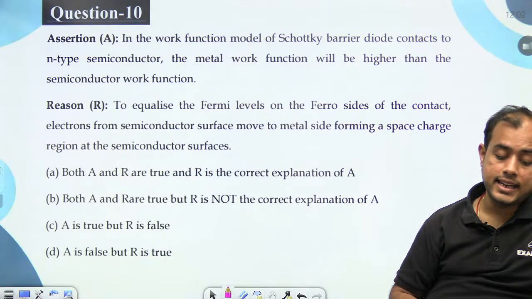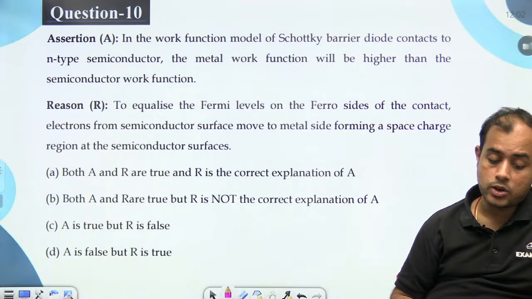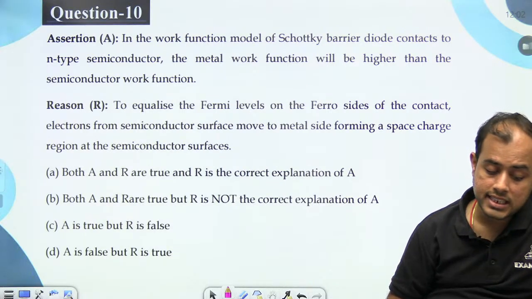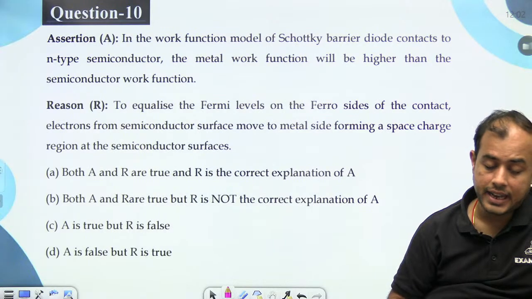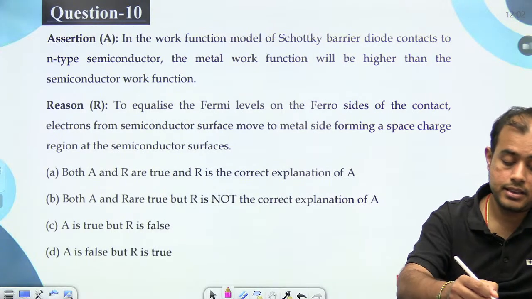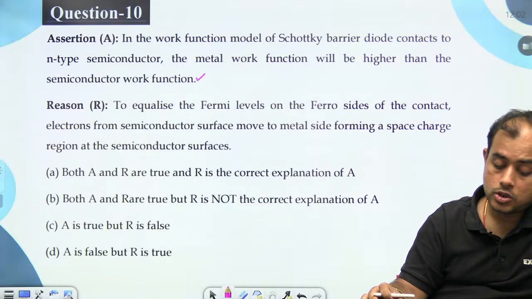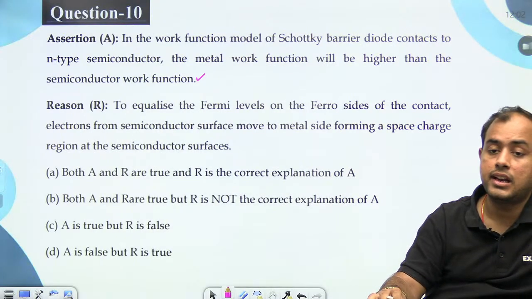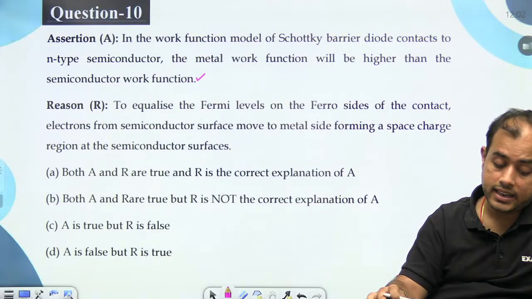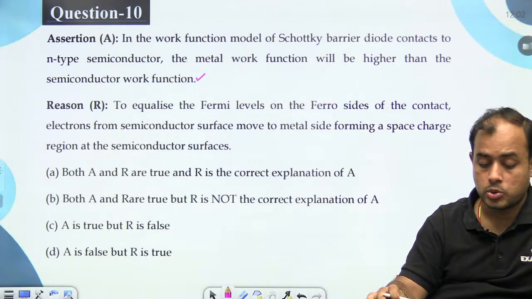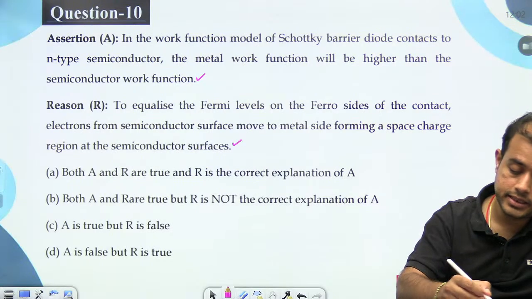ESE 2010. In the work function model of a Schottky barrier diode contact to N-type semiconductor, the metal work function will be higher than the semiconductor. Yes, the metal work function is higher than the semiconductor. To equalize the Fermi level on both sides, electrons from the semiconductor move to the metal side, forming a space charge region at the semiconductor. Correct.